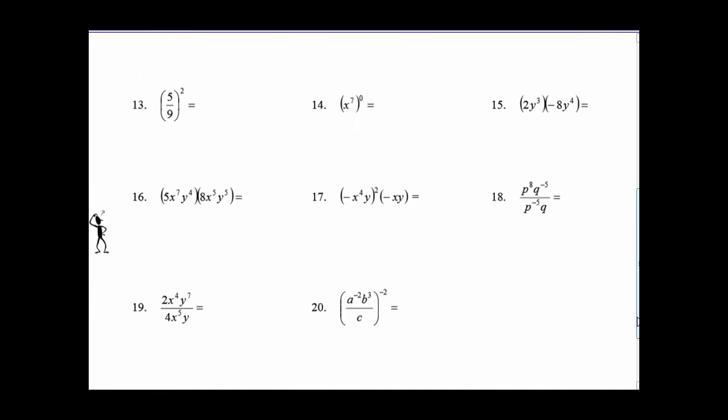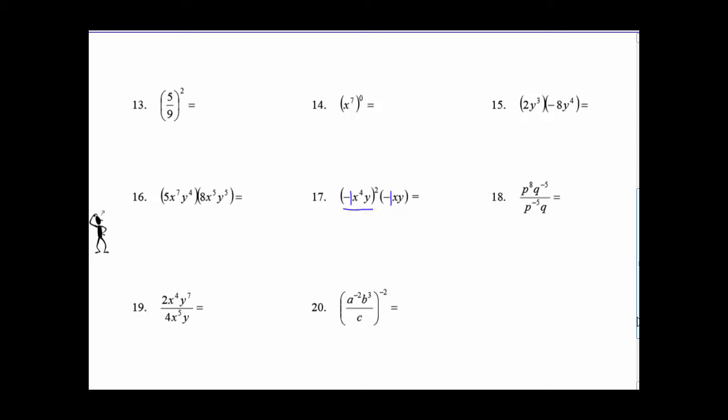So for this one, I have some negative signs, so I need to be extra careful that I don't lose them. So I like to put in little ones just to keep track of them. I'm not changing anything in the answer. Negative times x to the 4th is the same thing as saying negative 1 times x to the 4th, but it'll help me keep track of them.